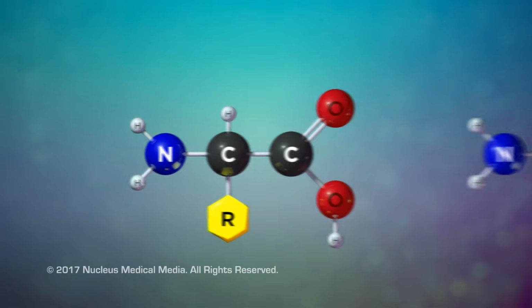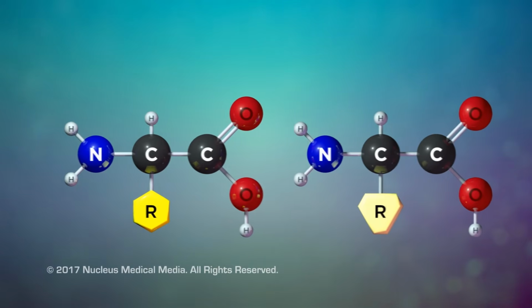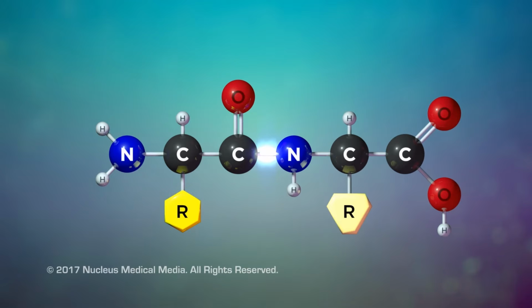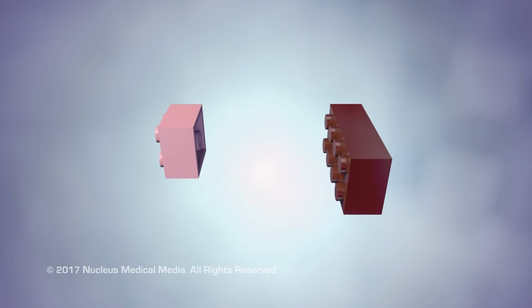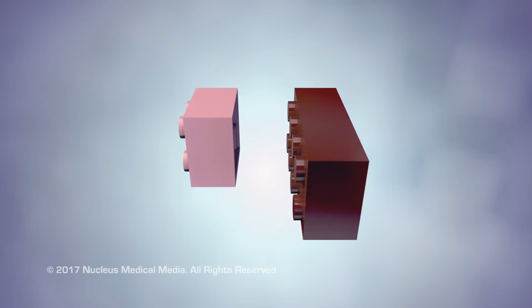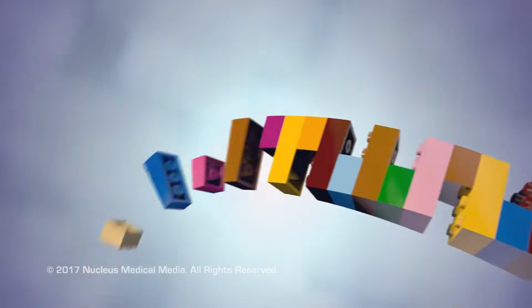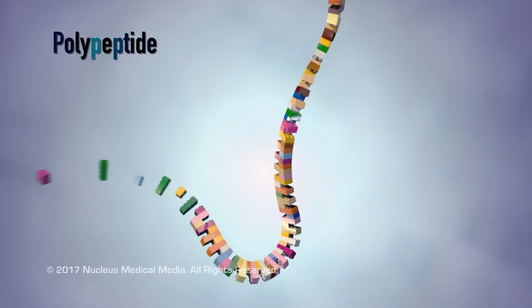A protein is created when amino acids chemically bond to each other. The bonds that connect amino acids to make a protein are called peptide bonds. Small protein molecules are sometimes referred to as protein polymers or peptides. Like interconnecting toy blocks, amino acids can join together to form even longer protein polymers called polypeptides.